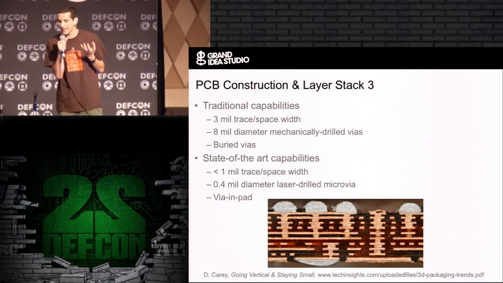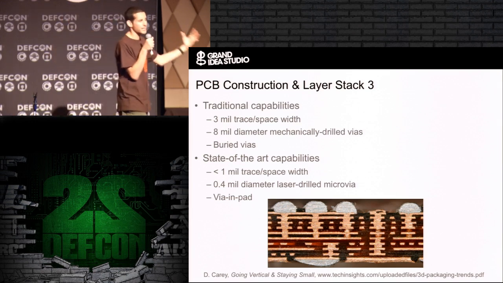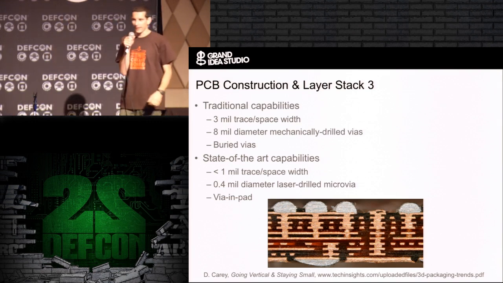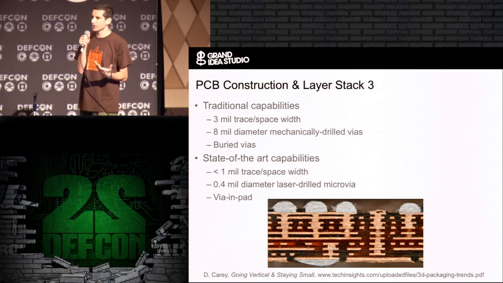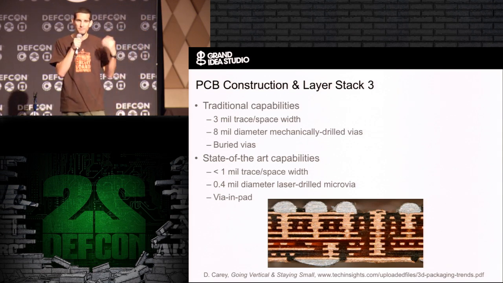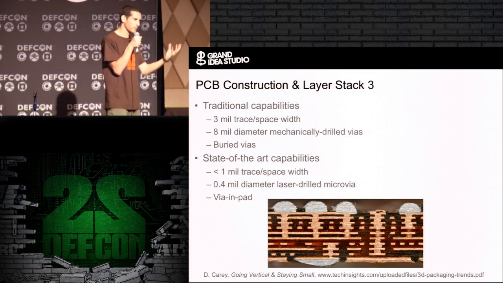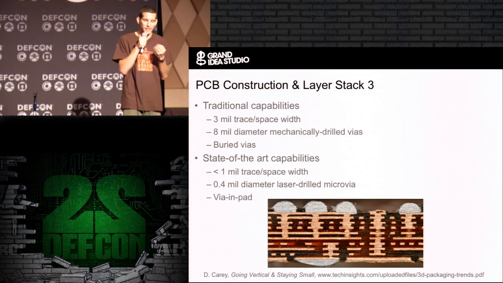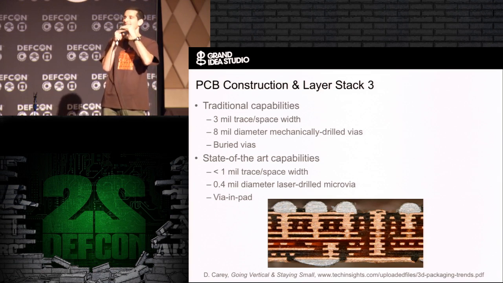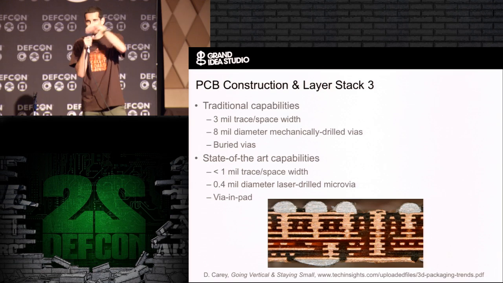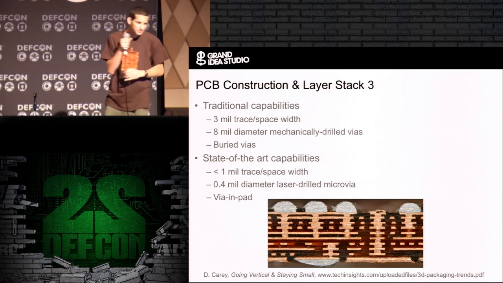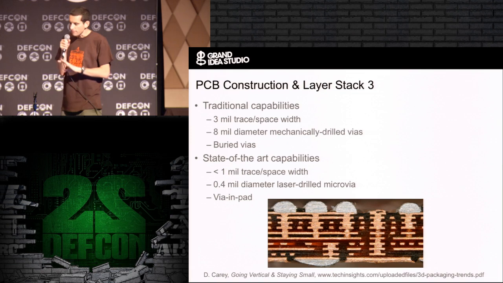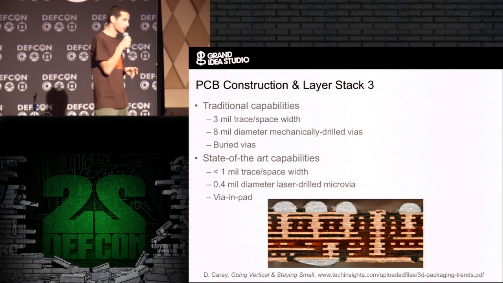So very, very advanced capabilities, but normally we're looking at traditional capabilities: 3/1000, 3 mil trace and space, 8 mil mechanically drilled holes, and then buried vias. Buried vias are traditional vias, except they only connect the layers that need to be connected. So you can't access them from the outside, which makes reverse engineering harder. But yeah, just amazing what PC board fab can do right now.